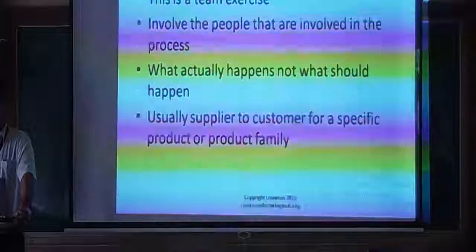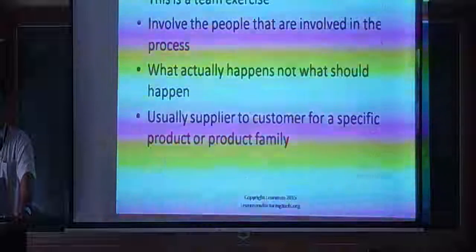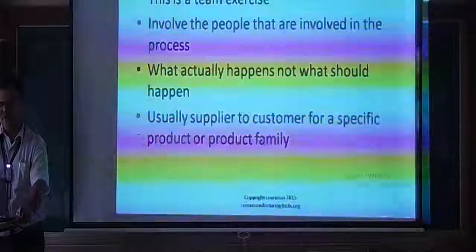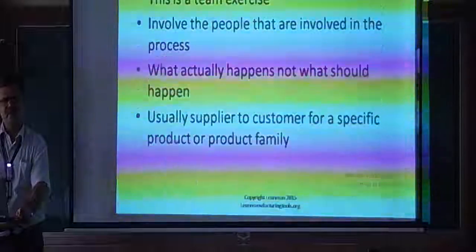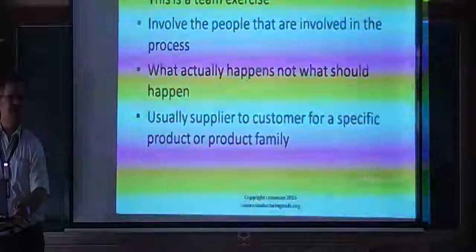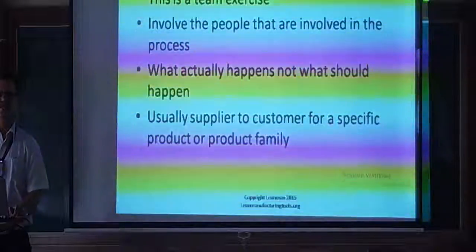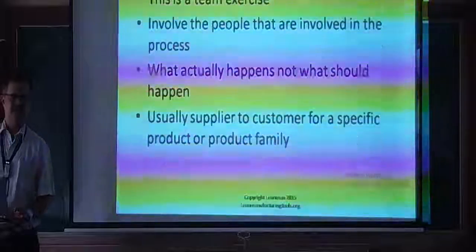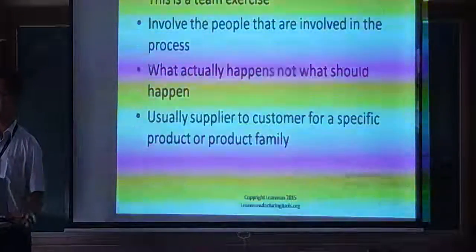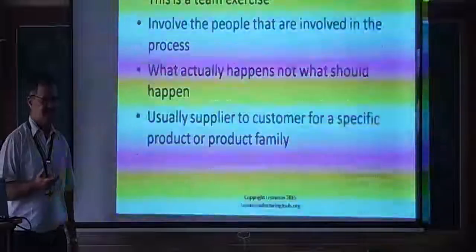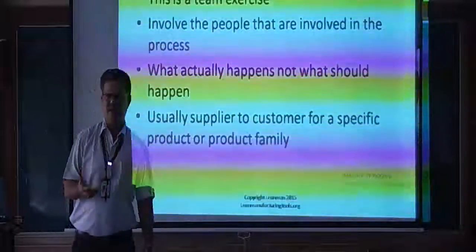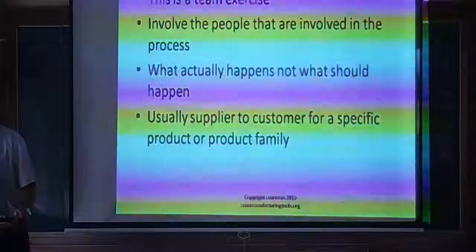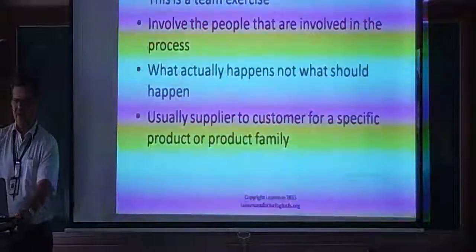Usually it is from supplier to customer for a specific product or product family. So you are going to draw a value stream map usually for a supplier to a customer, for a specific product. You have to choose one product. When you draw value stream mapping, you should say that this map is for this part family or this particular product. For example, if you take a crankcase, an assembly component of a tractor or a jeep or anything like this, you have to draw the value stream map only for that particular product.